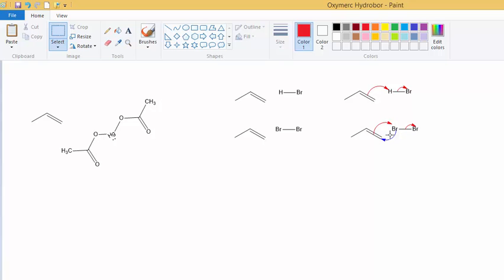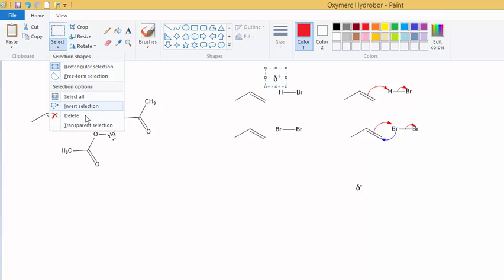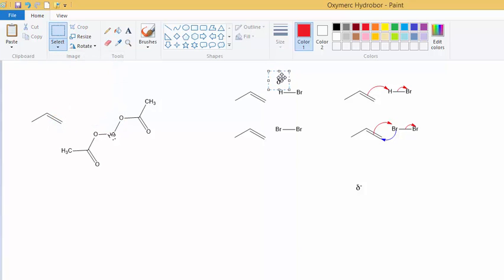Remember why this happened and why we formed the bridge to begin with. It had a little bit to do with the electronics that were going on here. So remember, in this case, we looked at the electronegativity difference between these two guys. Over here, we knew that bromine was electronegative and the hydrogen was electropositive. So this has the partial negative charge, this is the partial positive charge. The nucleophile is going to attack the partial positive.